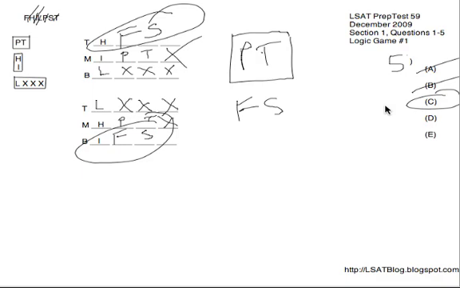I will look at D and E, though. P and H on the same floor? No, they're on different floors in the top diagram. They're only together in the bottom diagram, not the top, so D's gone. And then E, P and I together happens in the top diagram, but not in the bottom diagram where they're on separate floors, so E's gone, leaving C.